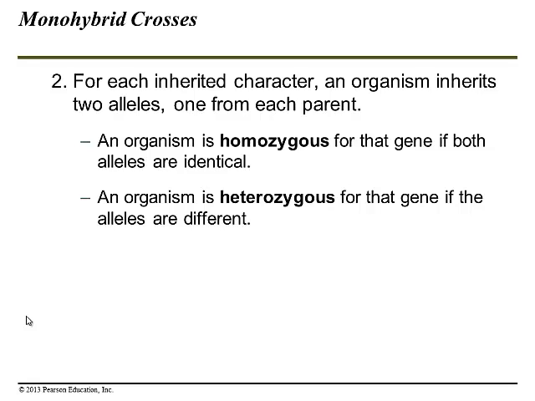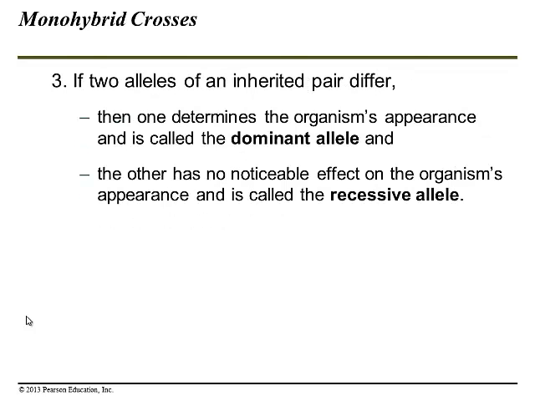In that monohybrid cross, for each inherited character, an organism inherits 2 alleles, one from each parent. An organism is homozygous for that gene if both alleles are the same, and heterozygous for that gene if those alleles are different. Now, alleles, bits of information, can either be dominant or recessive. We apply that term if all I need is just 1 copy of something for it to appear. That's called a dominant allele.